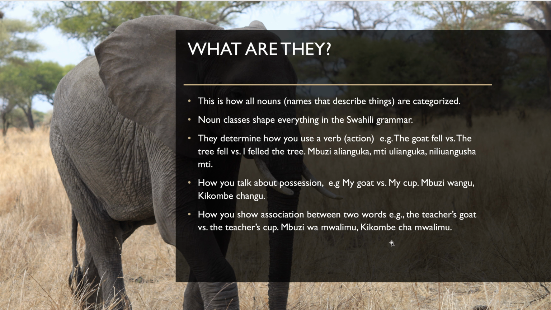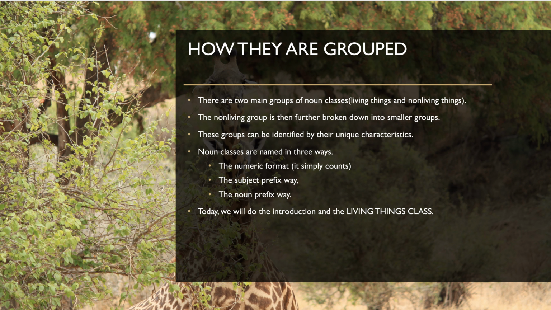And also, these noun classes determine how you show association between two words. So the teacher's goat will become mbuzi wa mwalimu versus the teacher's cup, which will be kikombe cha mwalimu. So let us see how exactly they are going to be grouped.